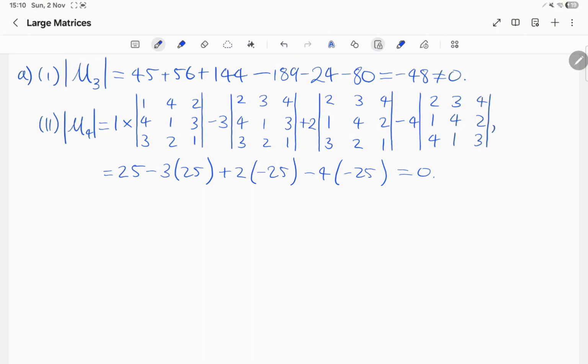Here we're using the rule of Sarrus to calculate the determinant of M3, and this gives a determinant of negative 48, which is not 0, meaning that M3 is non-singular.